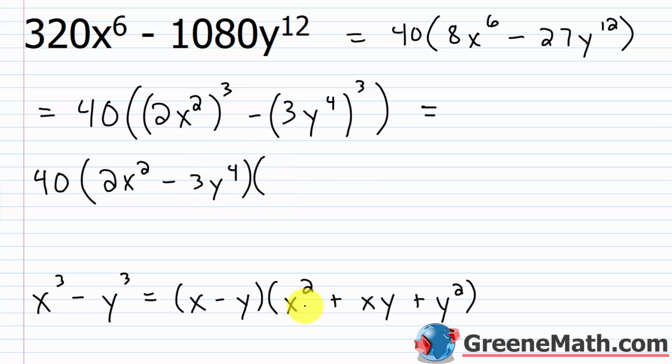And then times, you have the first thing that's being cubed, now it's squared. So 2x squared is squared. So I'm going to put this in parentheses so we don't make mistakes. So 2 squared is 4. X squared squared is x to the 4th power. So this is 4x to the 4th power.